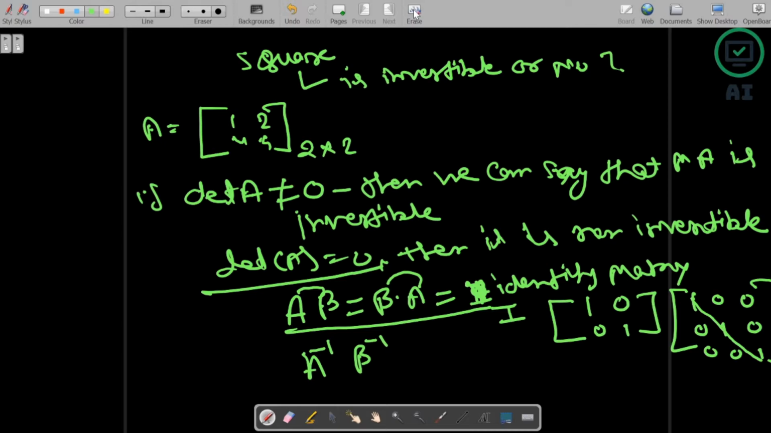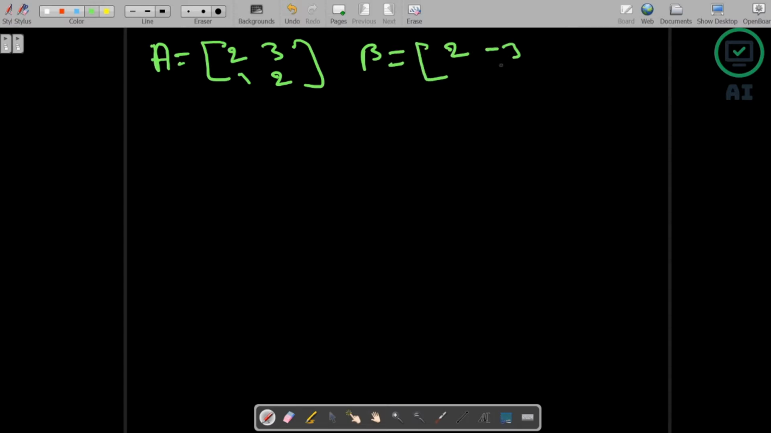So let's take one example to prove this. Let's suppose A equals [2 3; 1 2] and B equals [2 -3; -1 2]. So let's prove that B is the inverse of A. This is A and this is B.